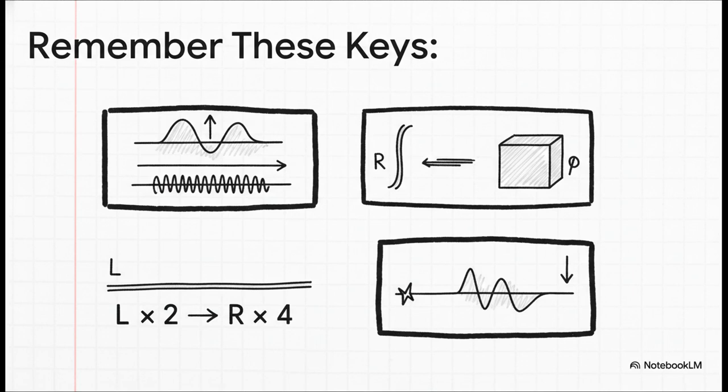Resistivity is just about the material. The wire stretch problem, doubling the length makes the resistance 4R. And for the spectrum, gamma rays are the most powerful, radio waves are the least. Burn these into your brain and you're going to be in great shape.